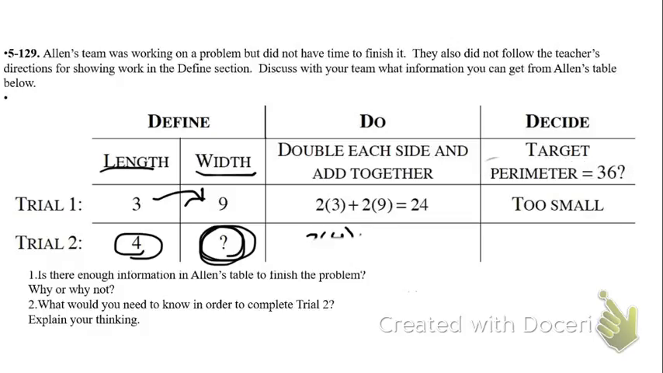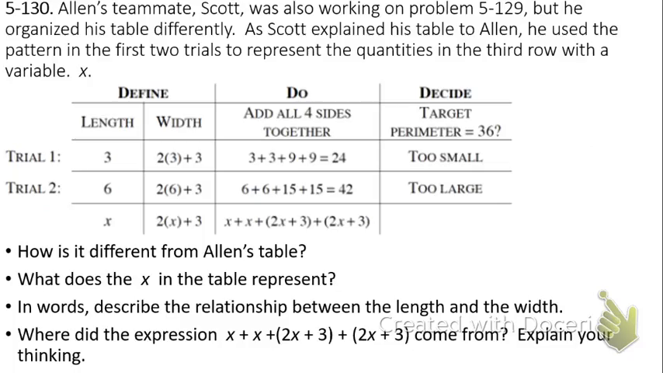Okay, now question 2. What would you need in order to complete trial 2? Explain your thinking. Okay, make sure you've written down all your answers to 5-29, parts 1 and 2. Make sure those are written out completely on your paper. Also, when you are answering these questions online, do not just tell me answers on the paper. Type it into the computer.